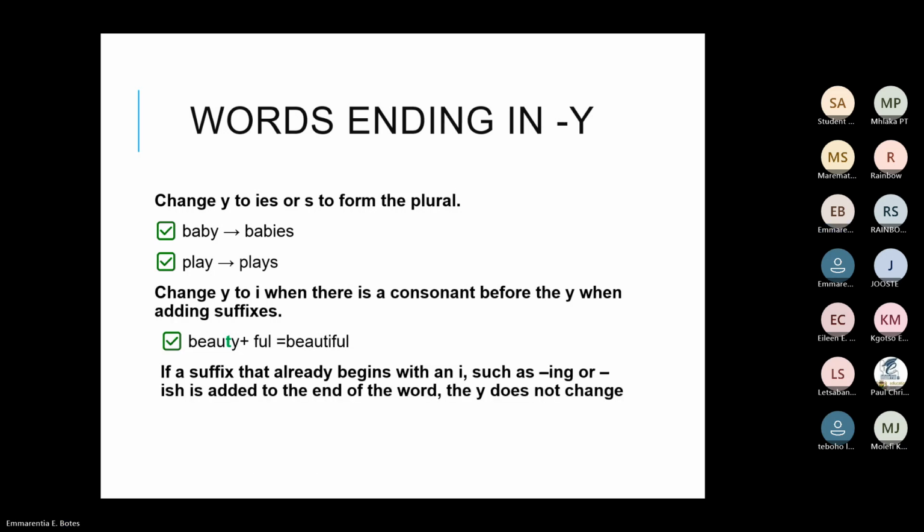Now, if a suffix that already begins with an I, such as ing or ish, is added to the end of the word, the Y does not change. Look at that, carry plus ing, then it's carrying. So the Y will not change, it will remain there, and when you add the suffix, the word will stay like that, with the Y still there.